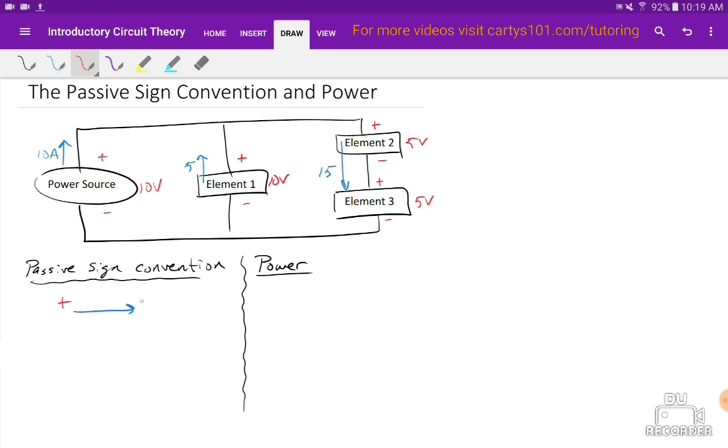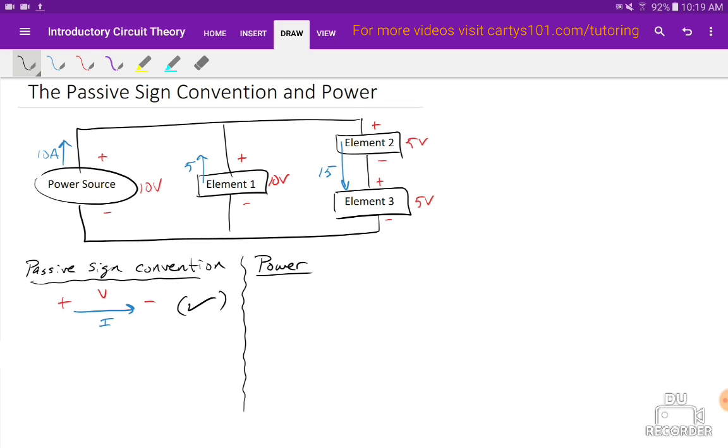Current flows from positive to negative. Okay? So if I have an element and it has a voltage and a current, we like to say current flowing from plus to minus is the appropriate way to prescribe current flow. So I'm going to put a little check there. That's the appropriate way to have the current flow, I guess to say. It's naturally going to try to flow from plus to minus.